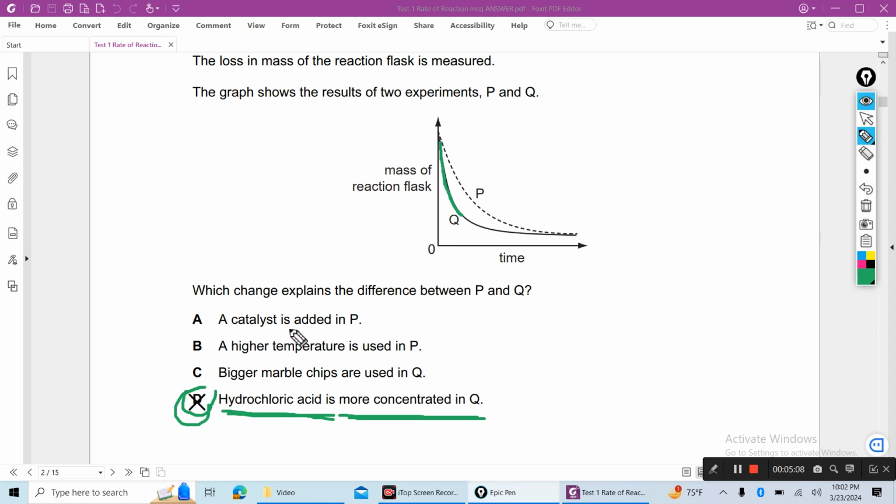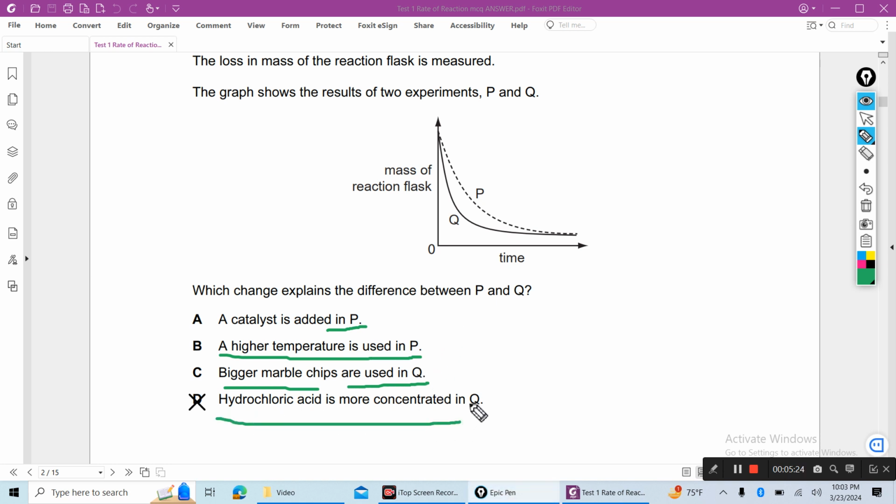And a catalyst is added to P. No, wrong. And a higher temperature is used in P. Wrong. Bigger marble chips are used in Q. No, wrong. So hydrochloric acid is more concentrated, that's why the reaction becomes faster and mass of the contents decreases more quickly.